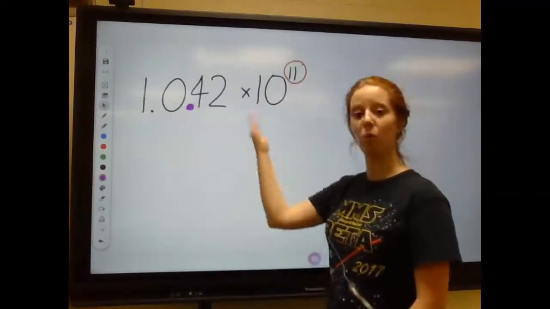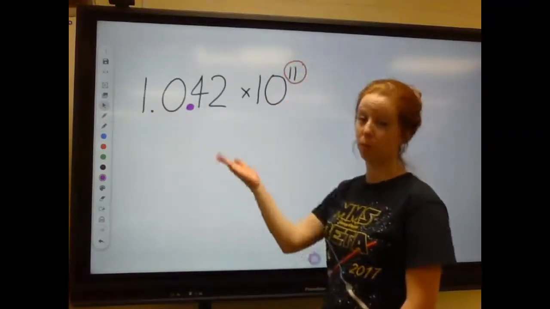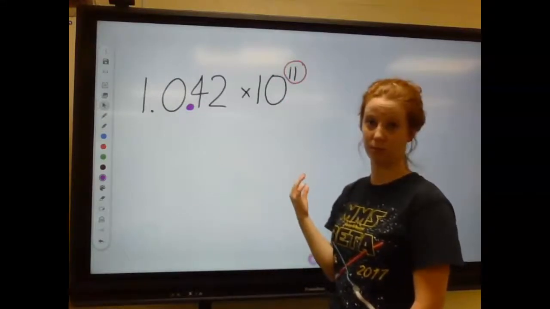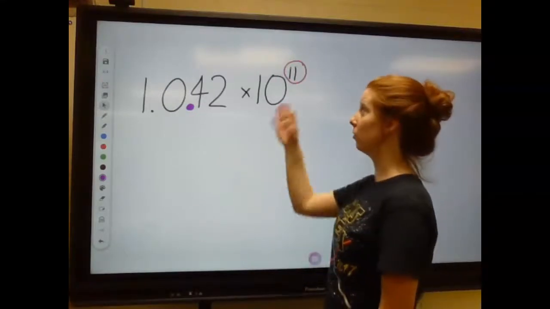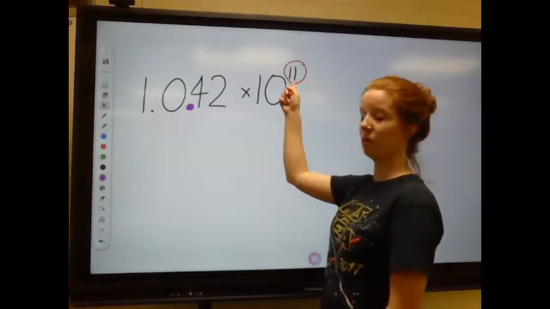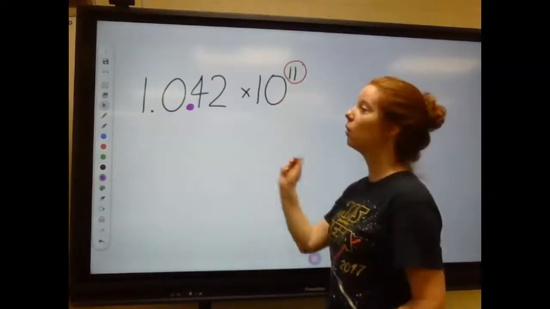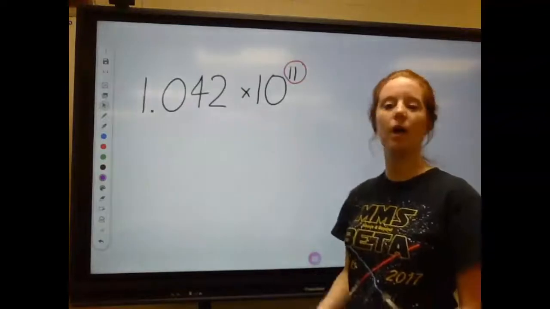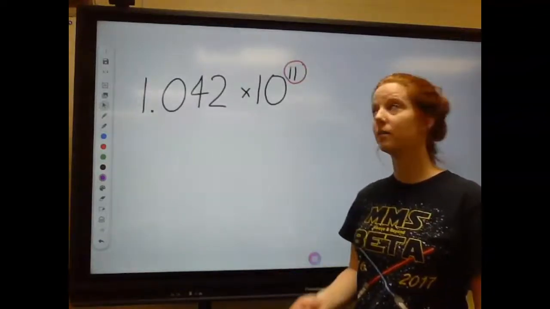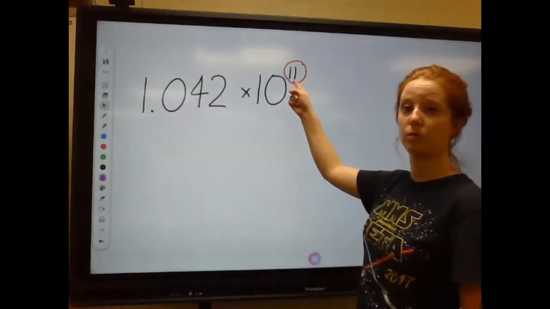If I were to move the decimal one place to the right, I'd go from 1 point something to 10 point something. 10's a much bigger number. So when you're making a positive exponent and taking it out of scientific notation, you're going to move your decimal to the right. And the number of times you're going to move it to the right is the exponent.